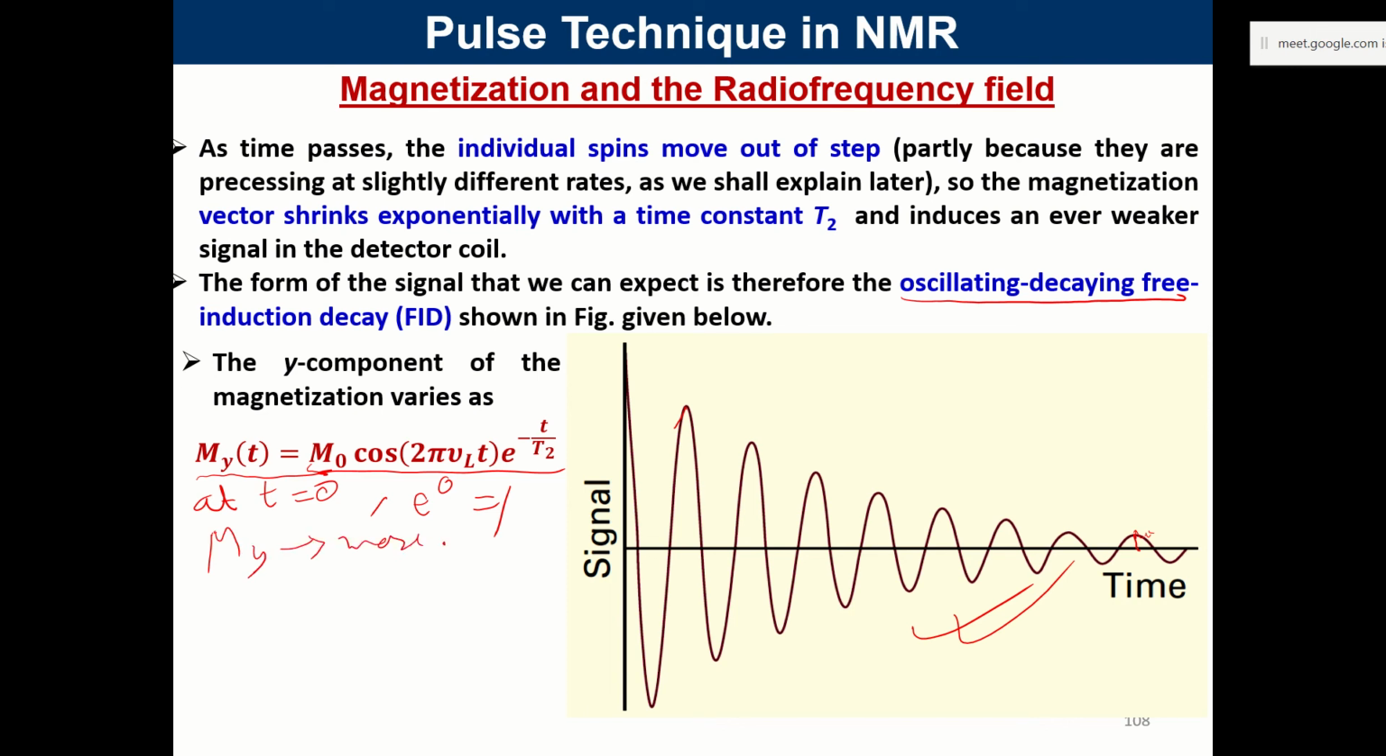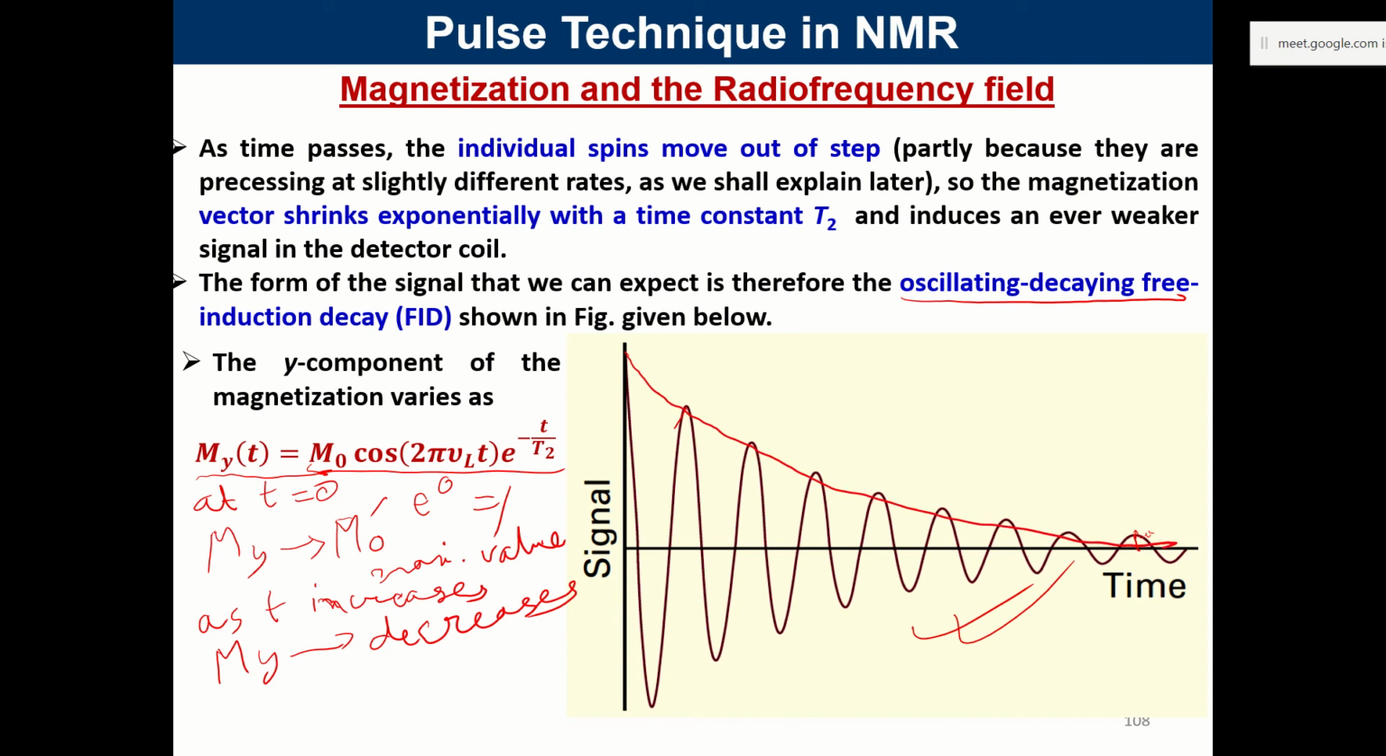So cos 0 will also be equal to 1, giving M naught, the maximum value, and as time increases, if observed with time, My goes on decreasing in an exponential fashion. So an exponential decay you can trace out like this.